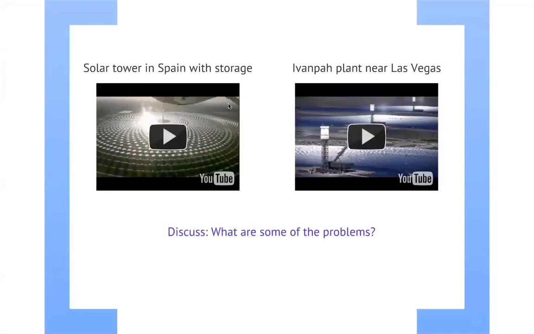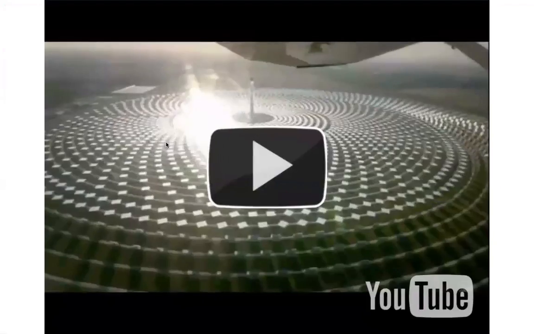In other words, during the day, it can produce electricity, obviously, but during the night, it can also produce electricity because it actually stores its energy underground, and we'll see how that works. So let me try to play this.